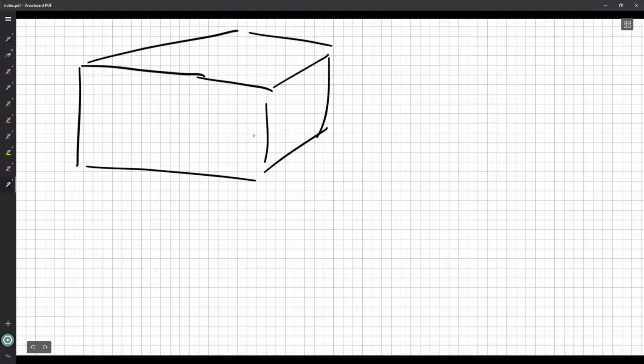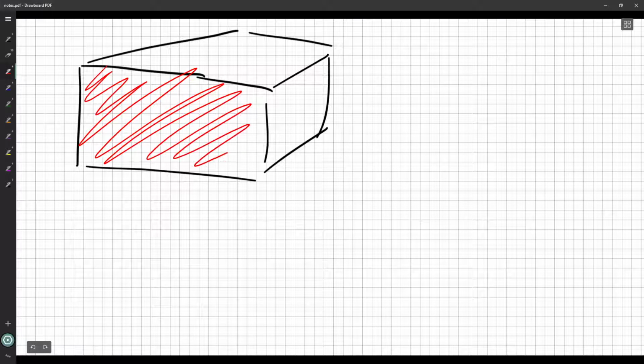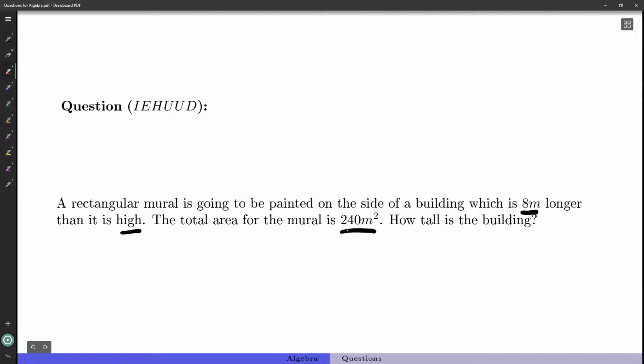Okay. So I might imagine this building, a nice, very box-shaped building. Now, I don't need the actual building itself. I'm interested in the side of the building where my mural is going to be painted. And they tell me I have 240 meters squared is the area of this rectangular side of the building. And that's a piece of information that we have in the scenario. Okay, what else do we know?